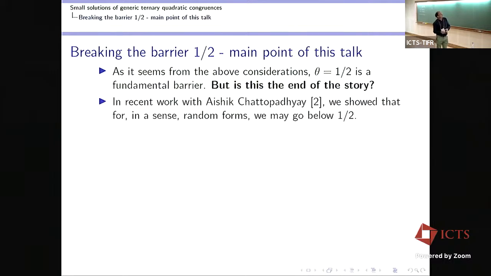In fact, in the recent work with my PhD student Aishik, we showed that, in a sense, for generic forms or randomly picked forms, we may go below this exponent 1/2. That's actually an interesting result, because both the method of Heath-Brown and our method stop at 1/2. So we cannot get better than 1/2 just using these methods.